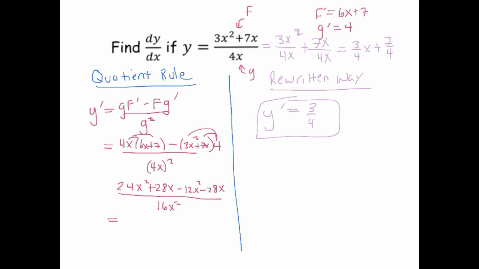And so it looks like my 28x cancels, and I've got left on the top 24x squared minus 12x squared, which is 12x squared, divided by 16x squared. The x squared canceling gives me 12 over 16, which sure enough is 3/4. So you can see the advantage of rewriting it, and just use this video as an example, or as a lesson in which you remind yourself to consider how you could potentially rewrite a function to make taking its derivative easier.